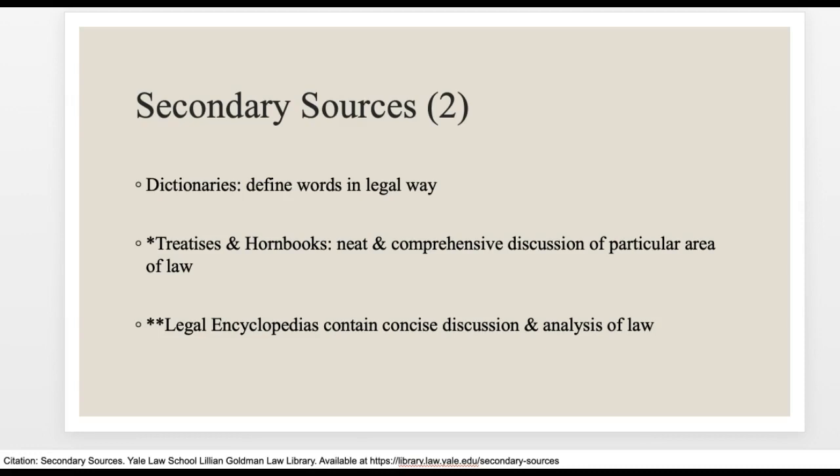Treatises are book-length descriptions and explanations of a particular area of law. A hornbook is a one-volume treatise dealing with a topic addressed in a law school course.